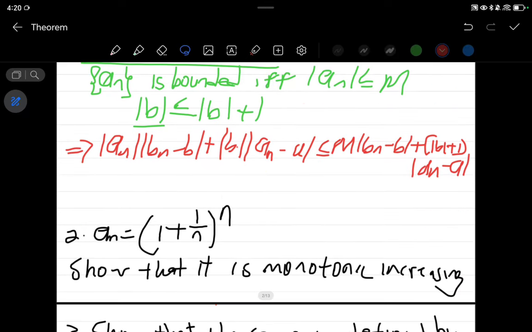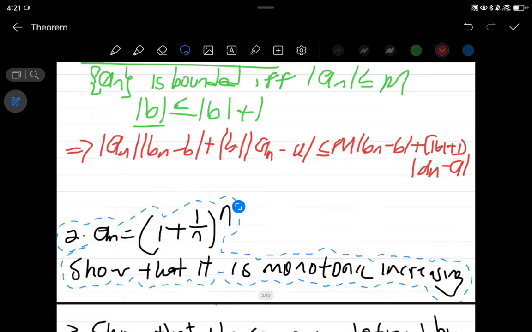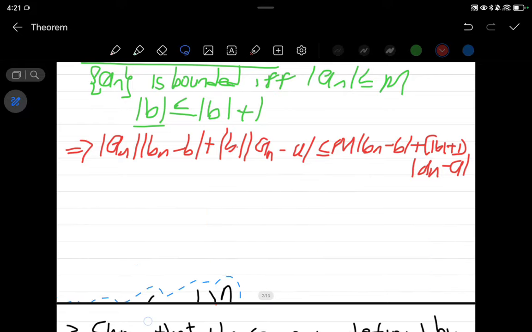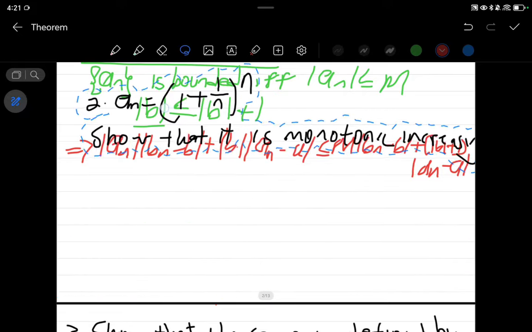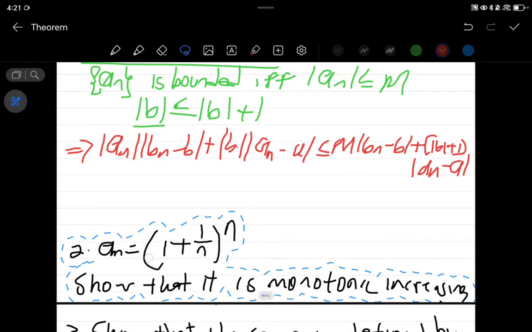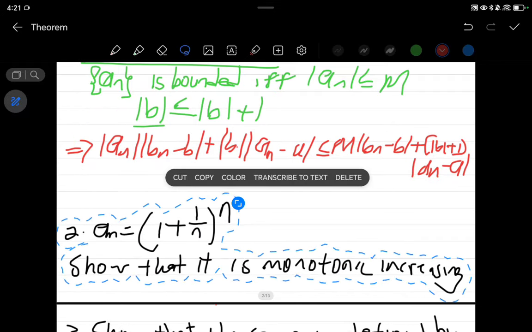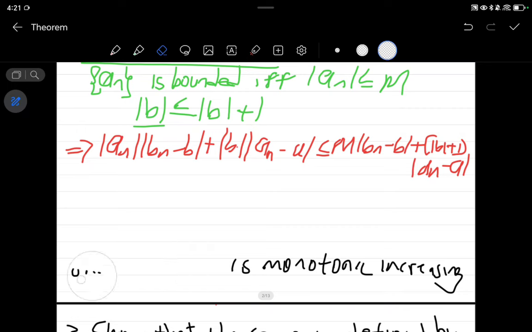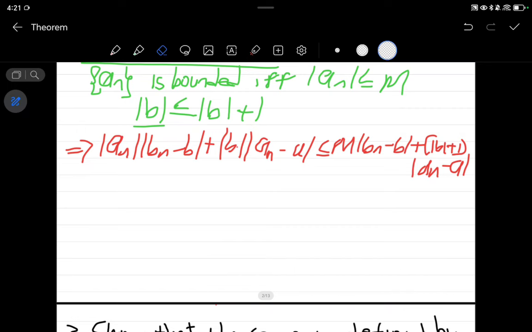Let me remove this. I need this question, but it's fine. I know the question by heart. Let me just erase it, because I need this space.